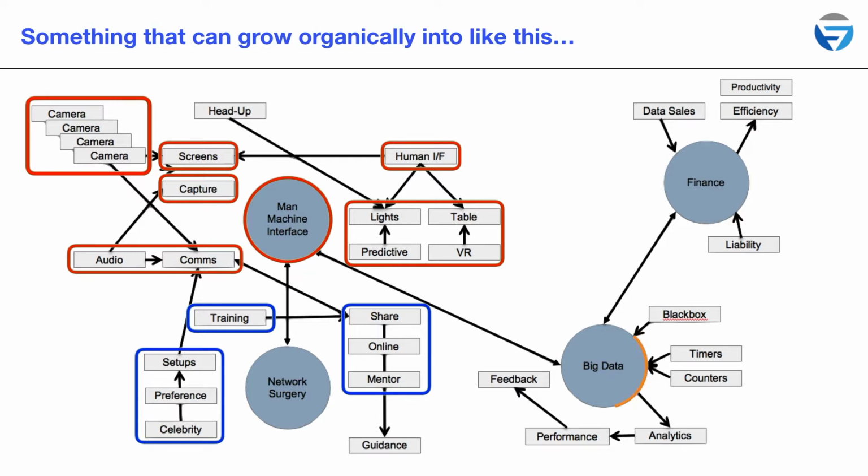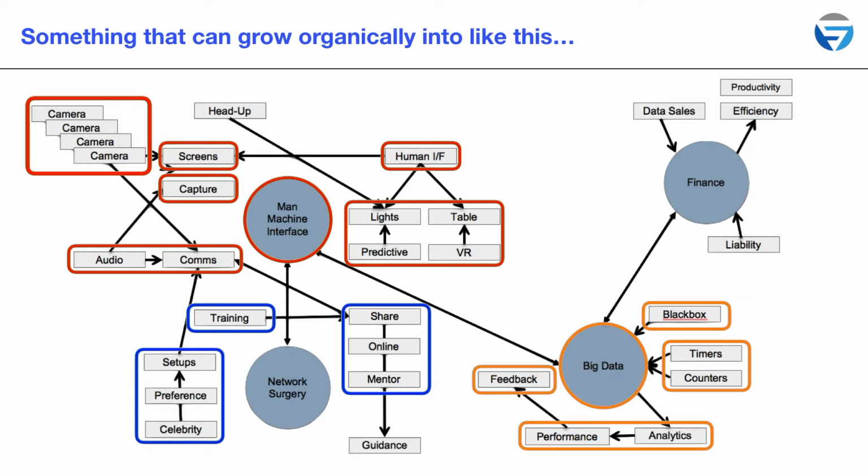If we go even bigger data, we can add more and more services. If we start thinking big data, like having timers, counters, a black box to record everything that went on, to use analytics for performance and feedback. So we're following that curve of more and more devices connected, more and more data being collected, more and more data being processed. Are we still going to squeeze it through a matrix controller, or are we going to go IP in the OR?